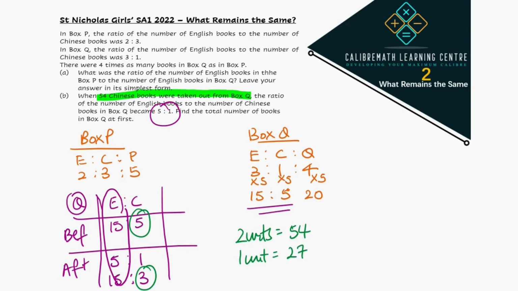So the question wants you to find the total number of books in box Q at first. Box Q at first is 20 units, so you can solve for 20 units by using 27 to multiply by 20. And that gives you an answer of 540. So the answer for part B is 540 books in box Q at first.